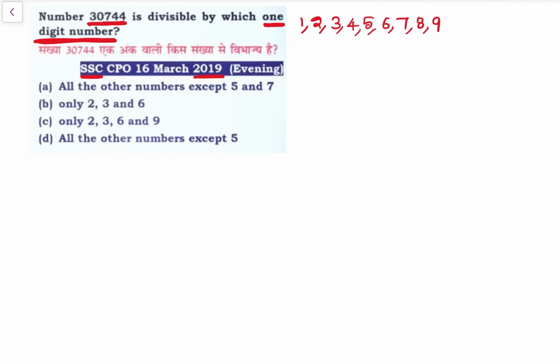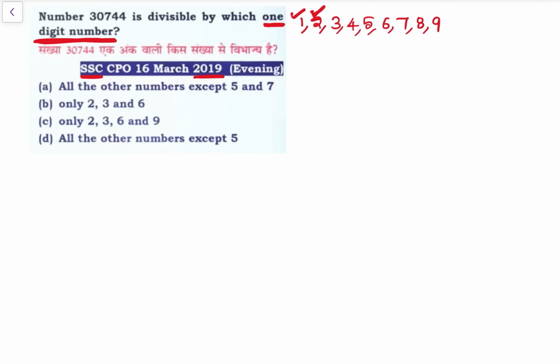So all numbers are divisible by 1, so 30744 is also divisible. See, by 2 it is also divisible, since the last digit is 4. For 3, the divisibility rule of 3 is what? Take the sum.